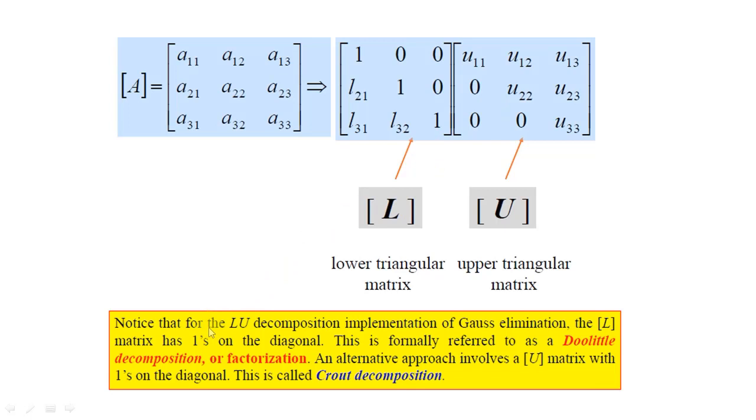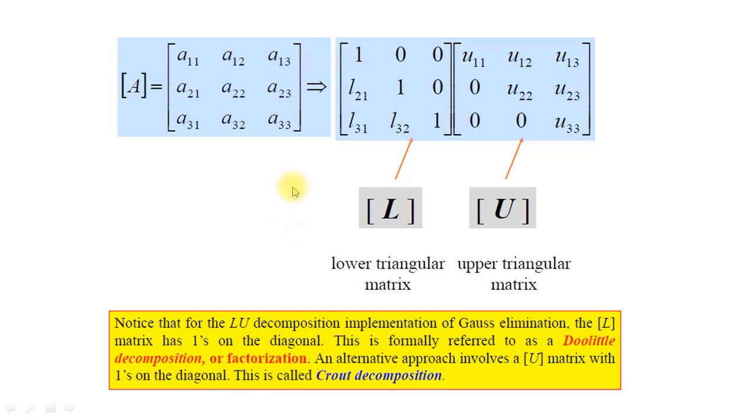But note that for the LU decomposition implementation of Gaussian elimination, the lower triangular matrix has 1 on the diagonal. In this lower triangular matrix, the diagonal has 1, 1, 1. This is formally referred to as the Doolittle decomposition factorization. An alternative approach involves an upper triangular matrix with ones on the diagonal. This is called Crout's decomposition method.